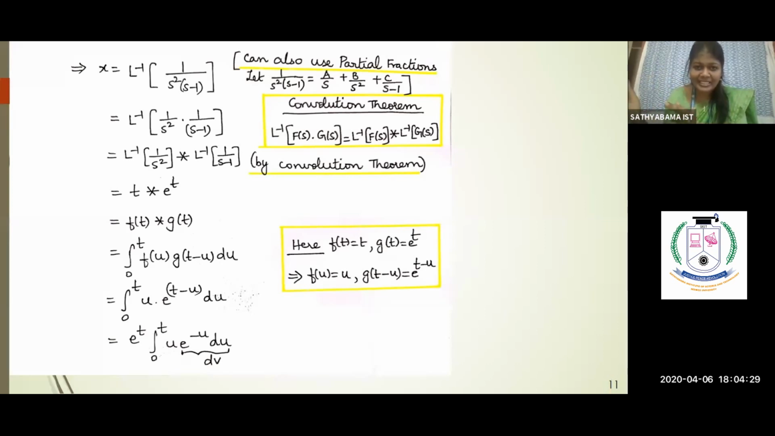That is one way of doing. But this particular problem can also be done using convolution theorem. So I want you to know what that is, okay? All right, so let's go ahead. Now, what is convolution theorem? This is again a recap. We've already done the recalling.